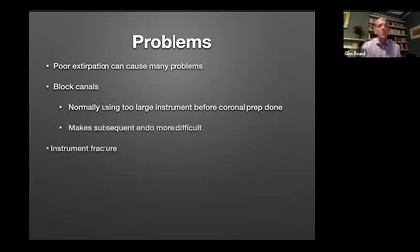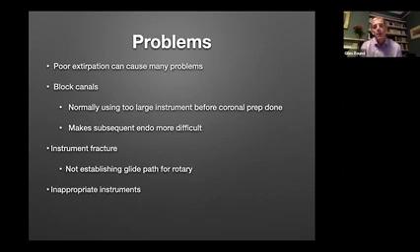Instrument fracture is normally caused by using an instrument too soon. So using too large an instrument, or using a rotary instrument too early before we've created an effective glide path. Glide path is something we're going to look at in a couple of seconds, and it's really important to establish. And then inappropriate instruments, things like SX files, where it's the tip that breaks, because we're trying to get the instrument to work where it's not designed to.